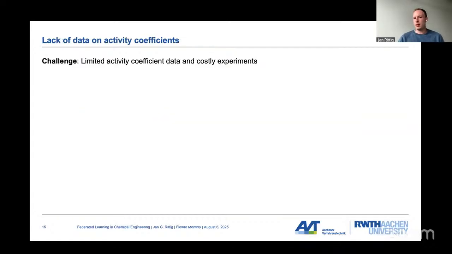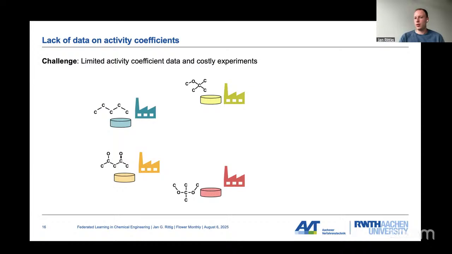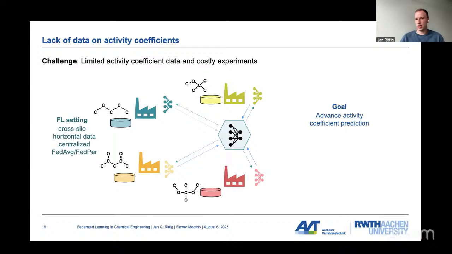But again, a big problem here is that obtaining these activity coefficient data is very costly because we need to do lab experiments. So in a realistic scenario, we would have different chemical companies having obtained activity coefficients for different chemical compounds or for different chemical species. And they, of course, do not want to share this data because it's very costly, but they all want better prediction models. So the goal here is to advance activity coefficient prediction without sharing the data.